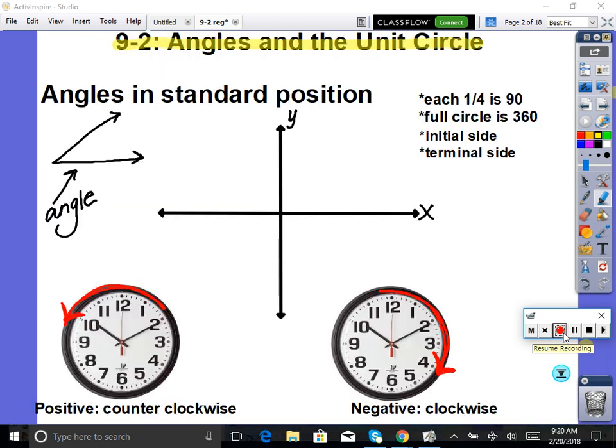Okay, here we go. So we're going to learn some new vocabulary today. Drawing an angle, the word standard position. First of all, obviously I can draw an angle floating in thin air as such. And then I could say, I don't know, that's 25 degrees, for example.